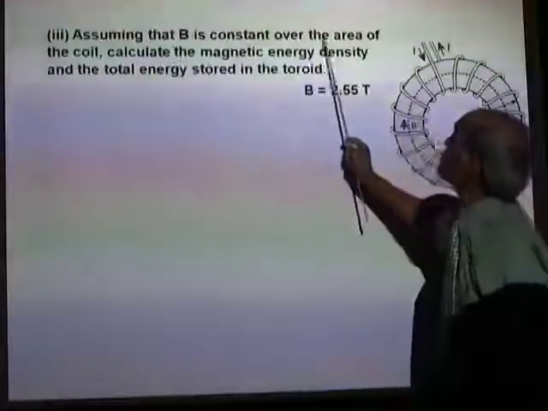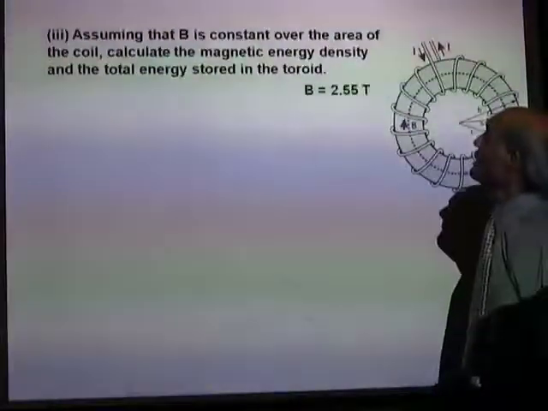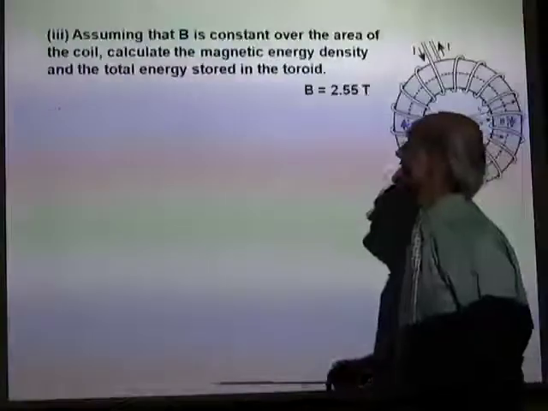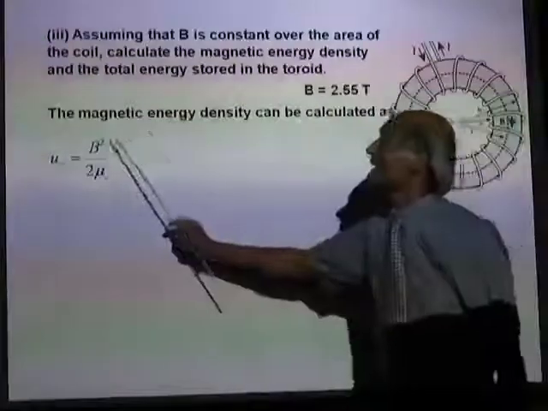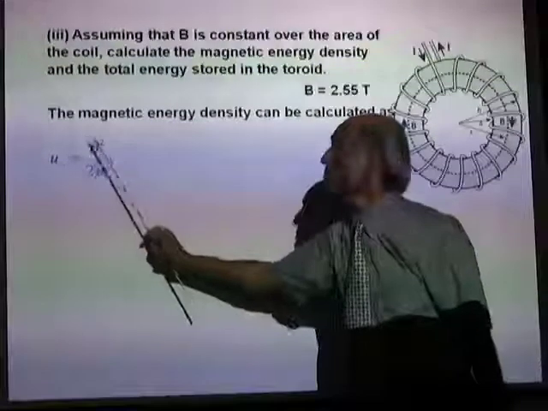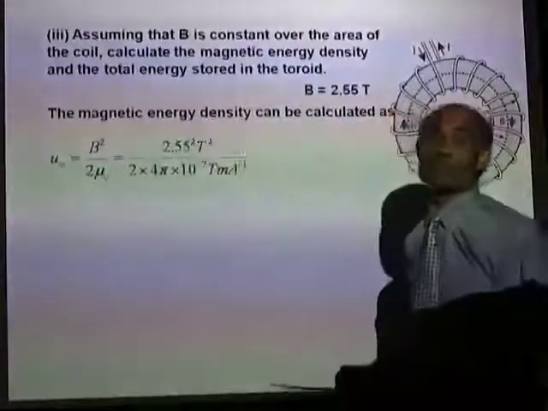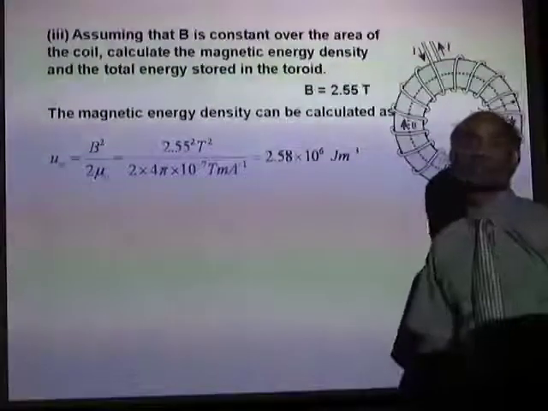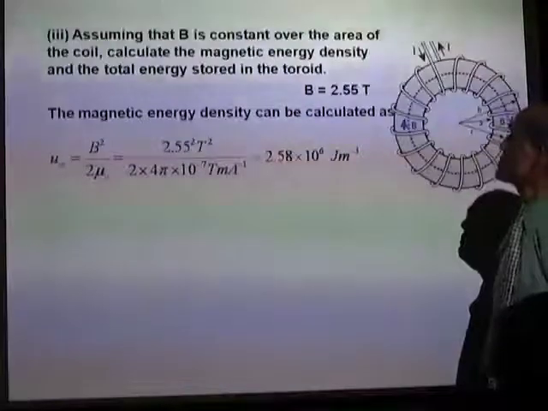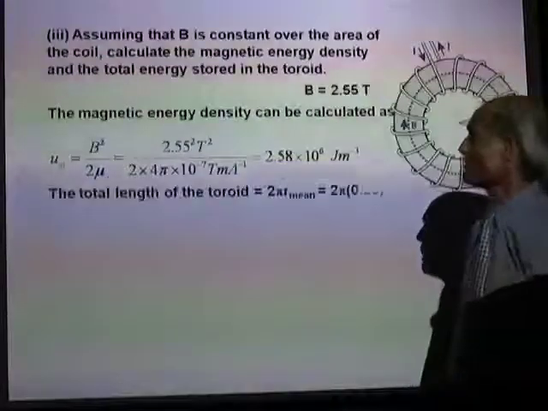What's the next thing? Assuming that B is constant over the area of the coil, that is, if you take the area of the coil anywhere, assuming that B is constant there, calculate the magnetic energy density. You know that equation, B squared over 2 mu 0. We just calculated B, so we can use that. And that will be 2.58 times 10 to the 6 joules per meter cube, energy per unit volume.